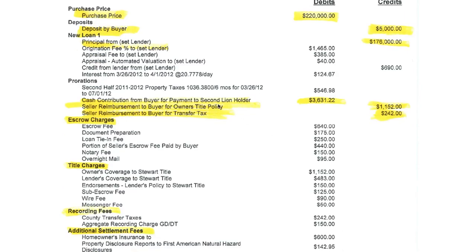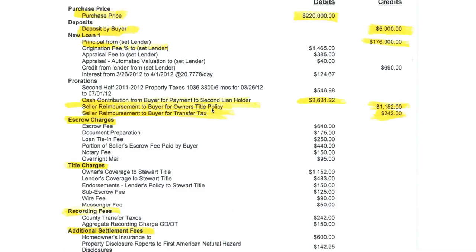Couple of other items of note here. Seller reimbursement for owner's title policy and transfer tax. There are two title policies involved in a transaction, and in most cases, the seller is going to pay for what's called the owner's title insurance. I've seen very few instances where the seller does not pay for the owner's title. In most cases, they do, and also the transfer taxes.